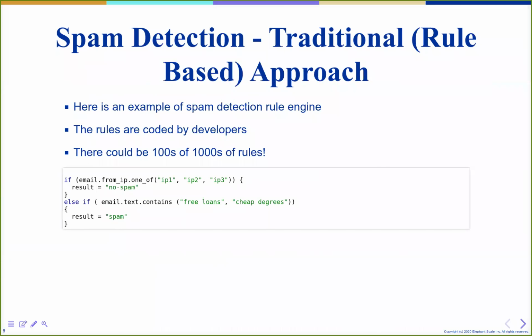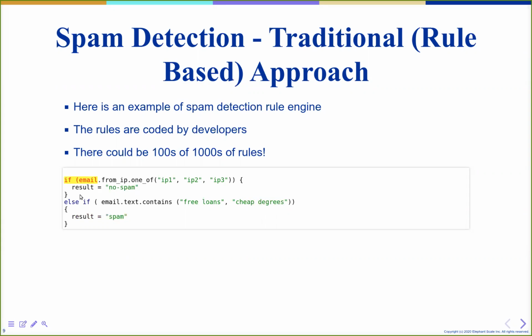So let me show you, and we talk about spam a little bit. Let's give you a concrete example. I used to work for a company that did spam filtering, maybe 10 years ago. We would have rules like this. We look at the email and say, if the email came from this IP address, maybe a blacklisted IP address, we'll say this is spam. If the email came from a company IP address, we'll say maybe not spam. And if the email has spammy words like free loans, cheap degrees, and cheap medicines, we'll say definitely spam.